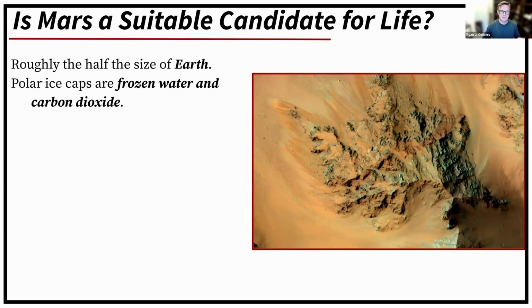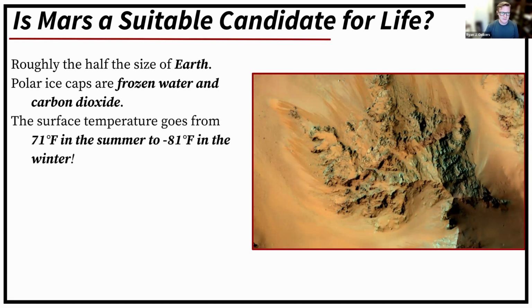The polar ice caps are actually frozen water and carbon dioxide. So if we could figure out a way to melt those polar ice caps, we may actually be able to generate some global warming on the planet, which could make it more hospitable for us. Surface temperature actually feels pretty good.